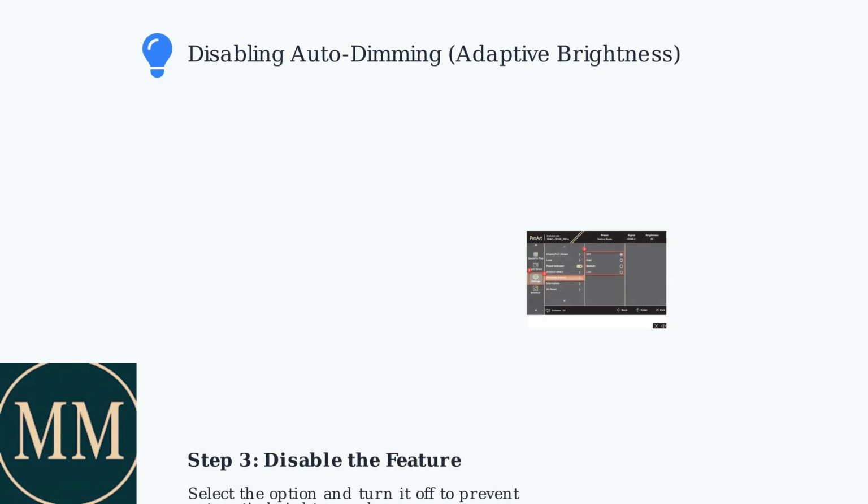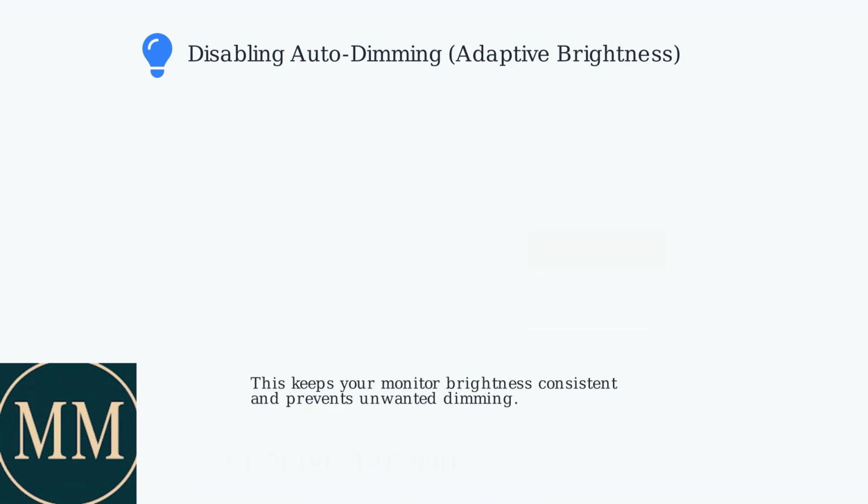This prevents the monitor from automatically reducing brightness in response to lighting conditions. By disabling auto-dimming, you'll maintain consistent brightness levels, eliminating unwanted changes during use.